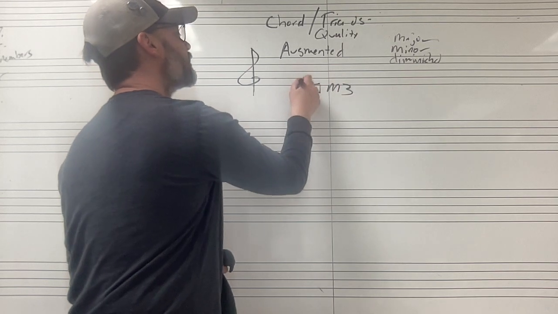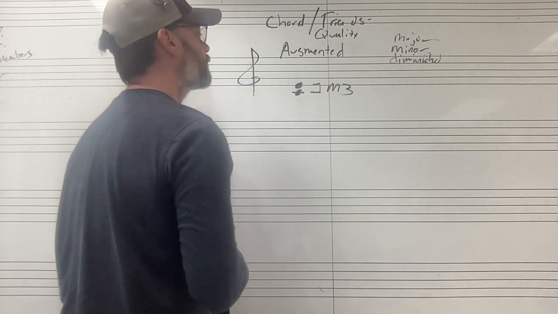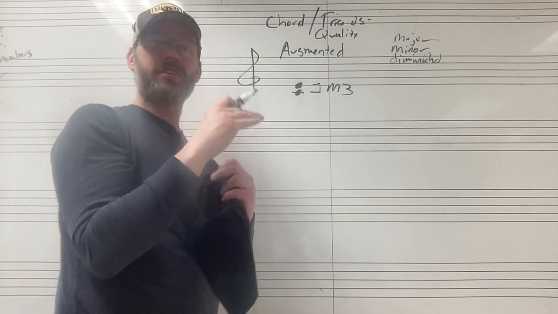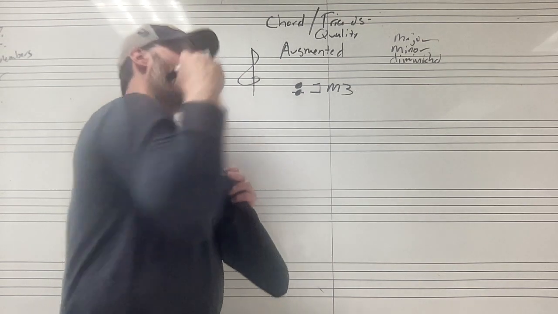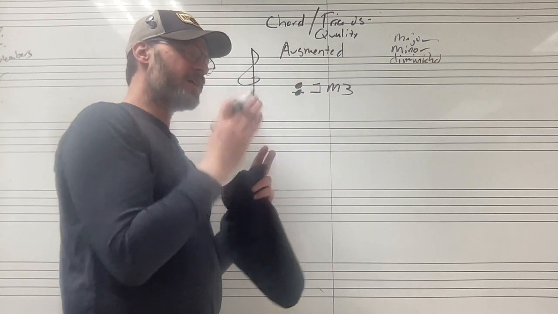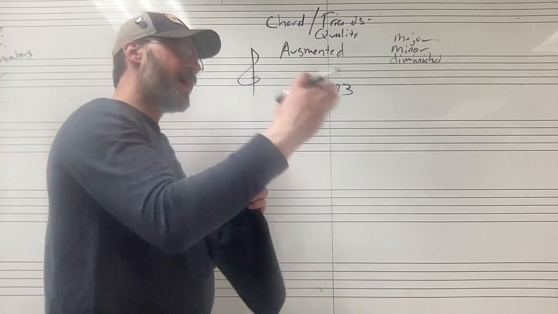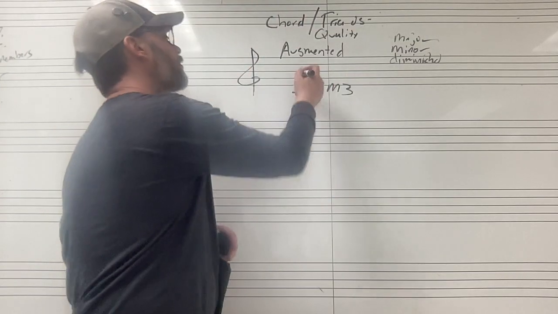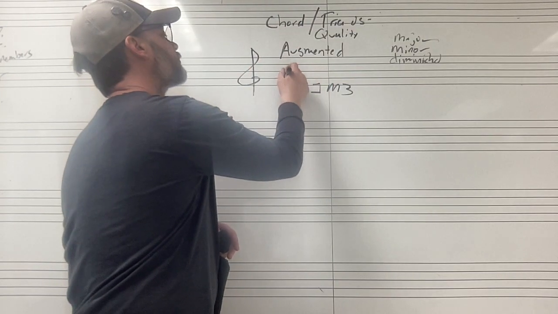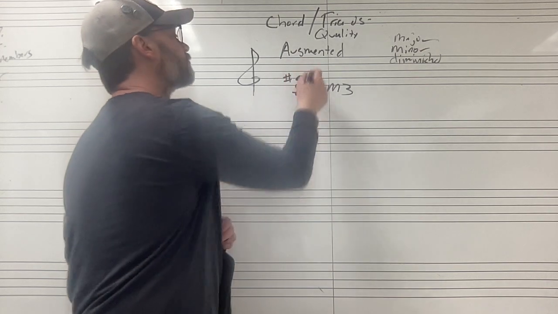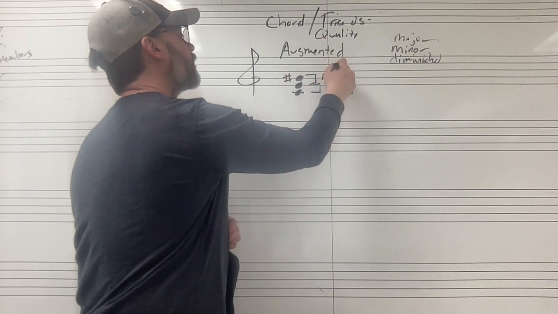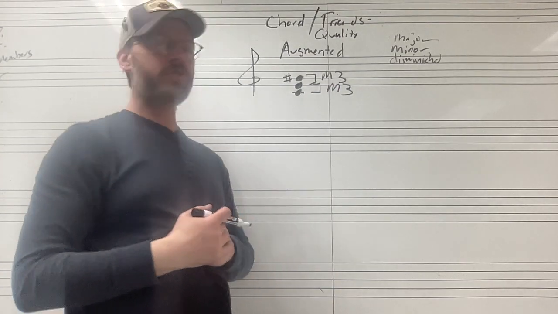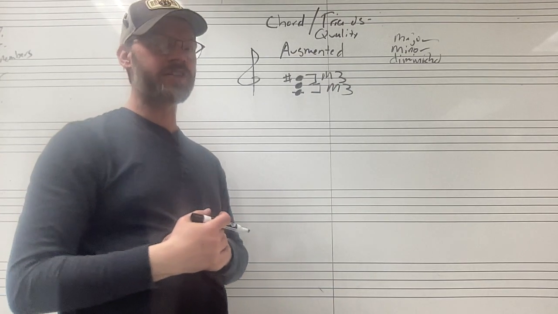So C up to E, as we've established, is a major third. But then E up to G, we saw was a minor third, so we need 1 bigger than that. So if I go E, F, F sharp, G is a minor third, I need G sharp to make it a major third. So an augmented triad is 2 major thirds stacked on top of each other.